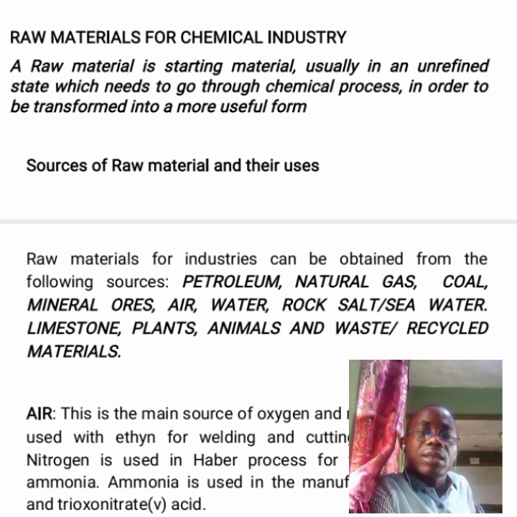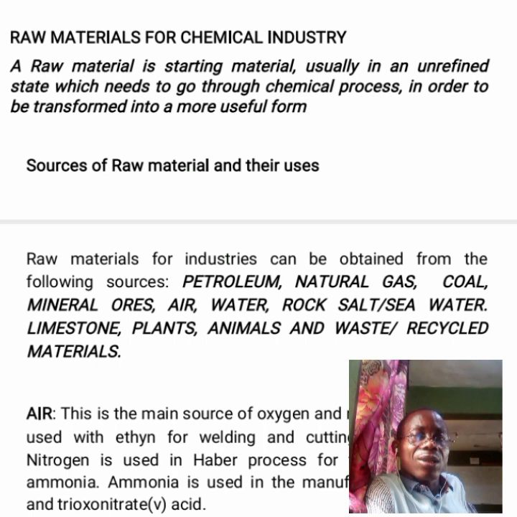All right, raw materials. What are raw materials? We define raw materials as the starting materials that are usually in an unrefined form that need to be processed or transformed into more useful products through chemical processes. And we have many sources of raw materials for the chemical industry. We have air as a source of raw material. Air is a source of oxygen and nitrogen. Of course, we use oxygen in combination with ethane in welding. We get nitrogen from air, and we use nitrogen in combination with hydrogen for the manufacture of ammonia.